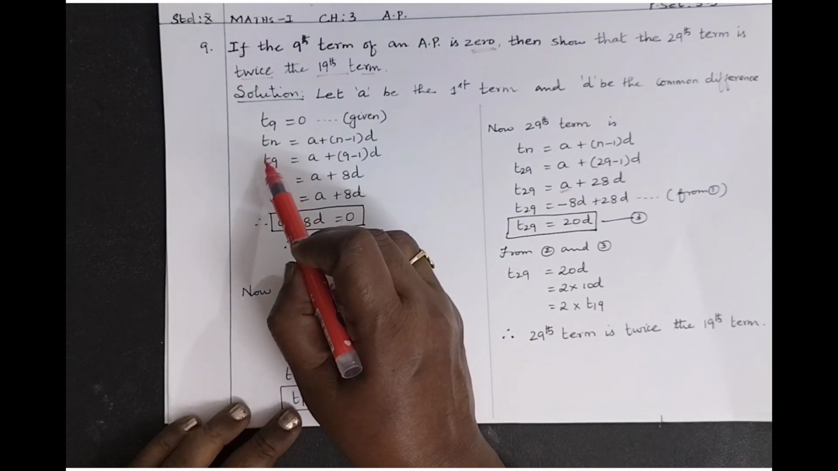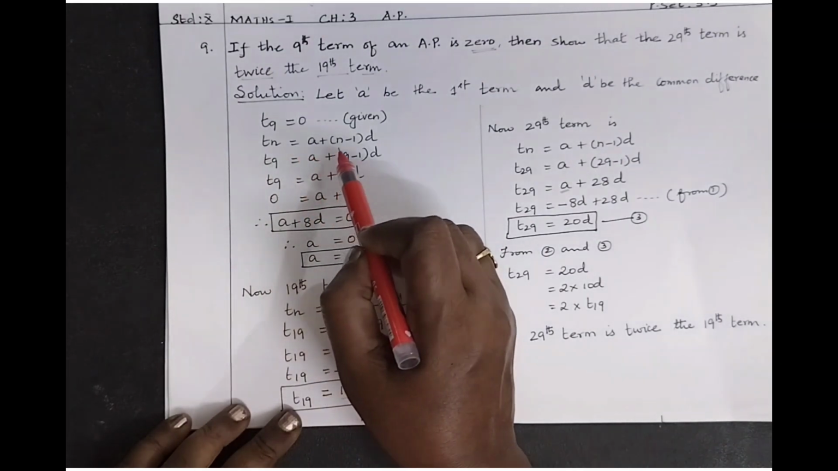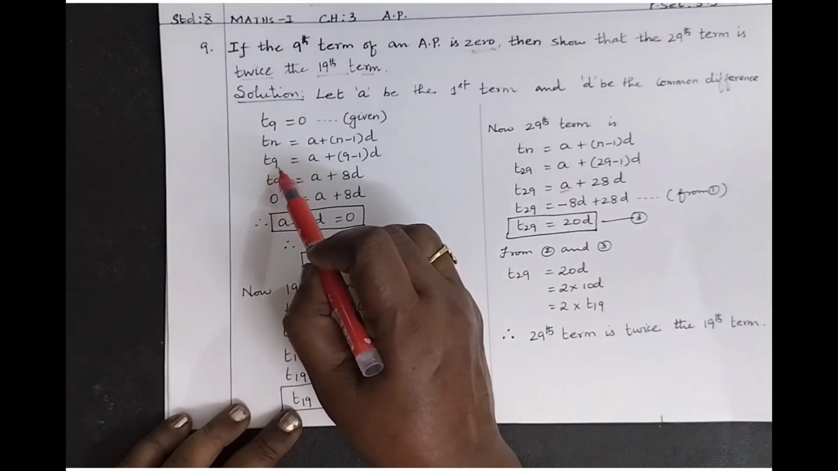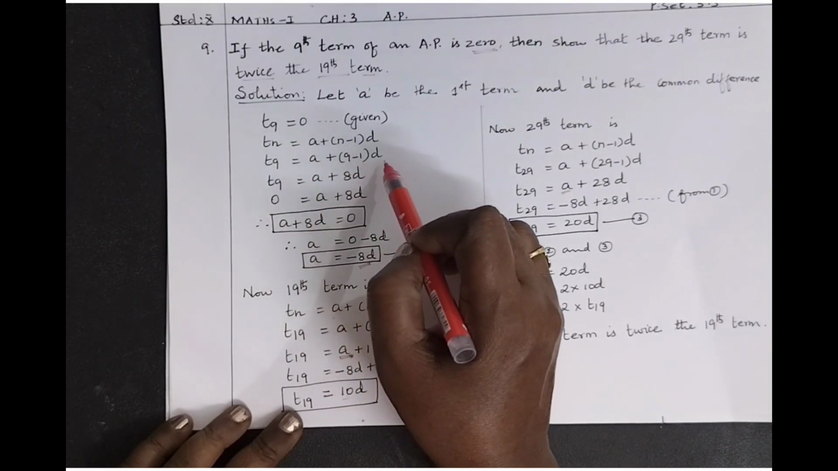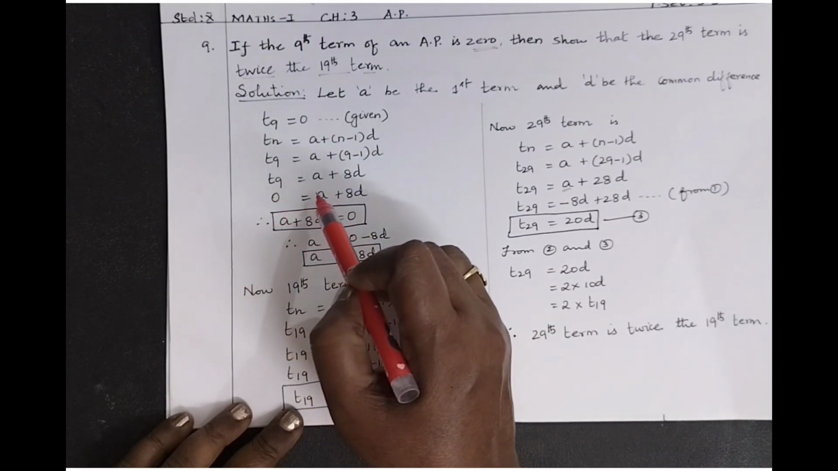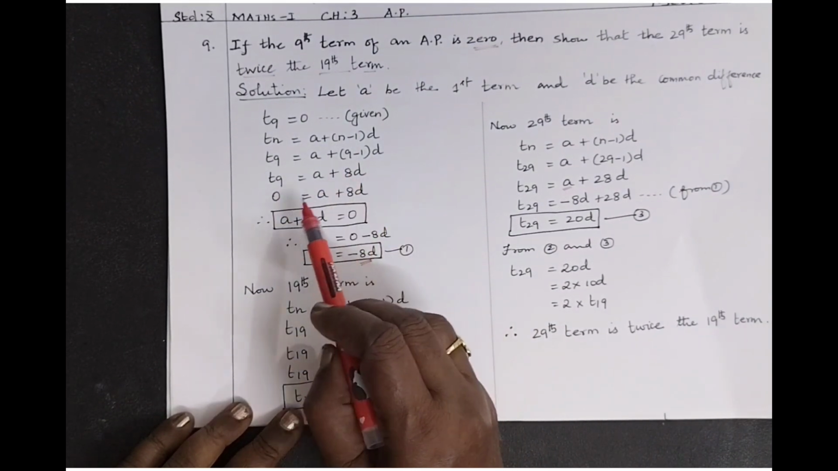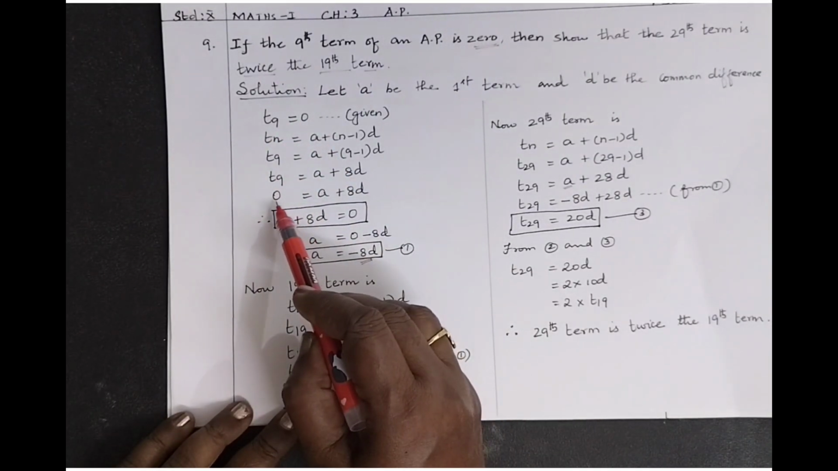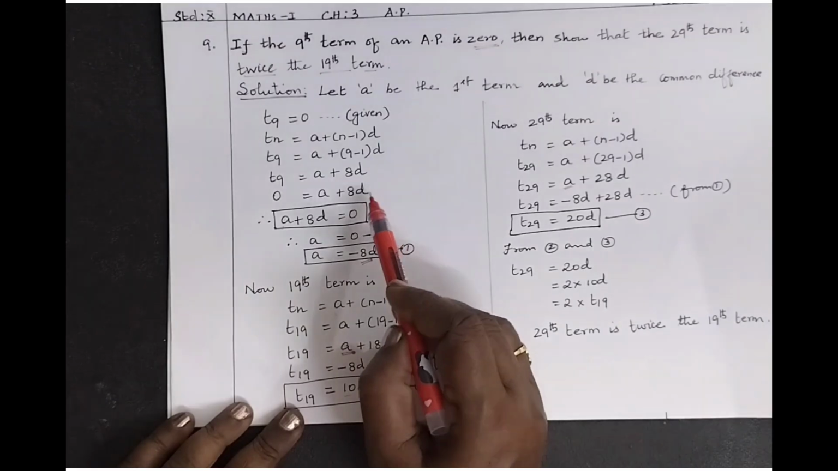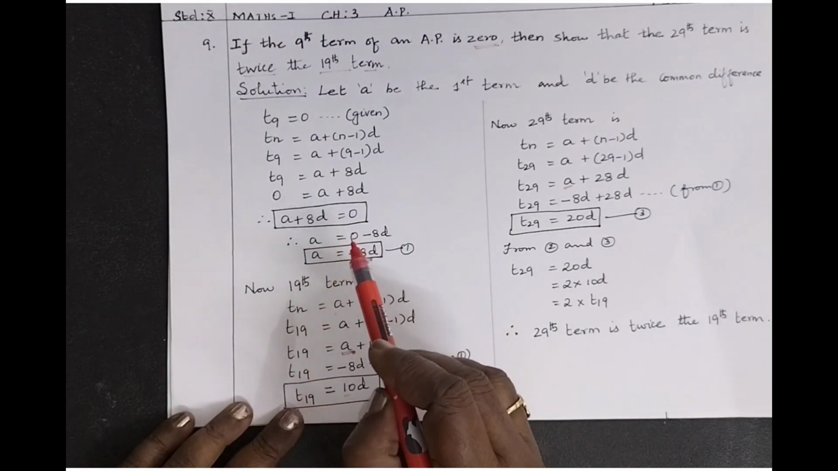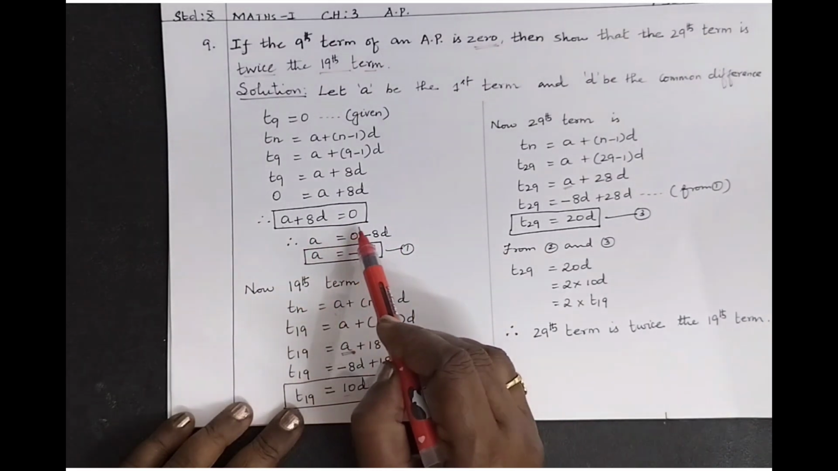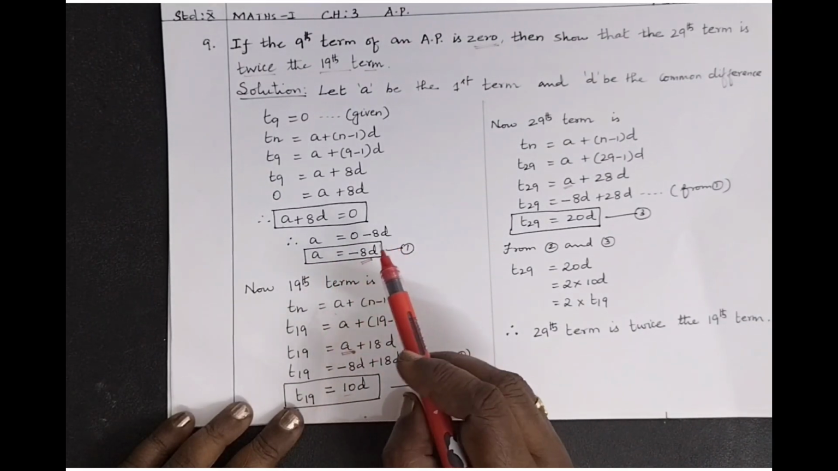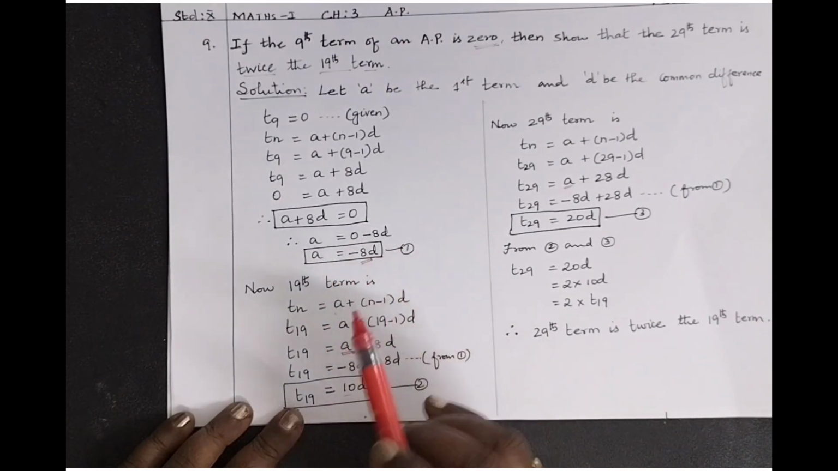So let us write the Tn formula. Tn equal to a plus n minus 1 into d. Then substitute the value. Therefore T9 is equal to a plus 9 minus 1 into d. Therefore T9 equal to a plus 8d. So T9 is 0, that is given. So 0 equal to a plus 8d. So a plus 8d equal to 0. Therefore a is equal to 0 minus 8d, which is minus 8d. Let us take this as equation 1.